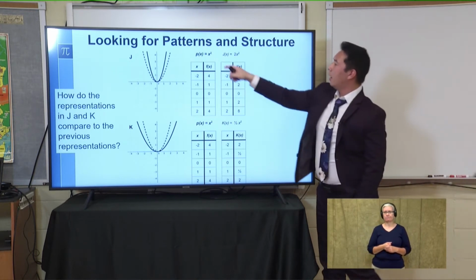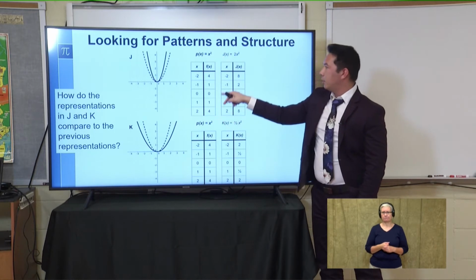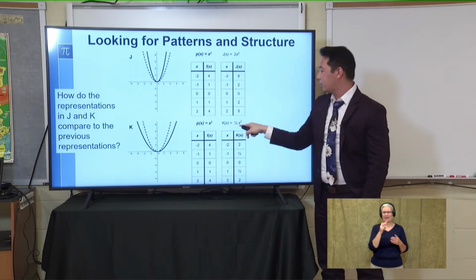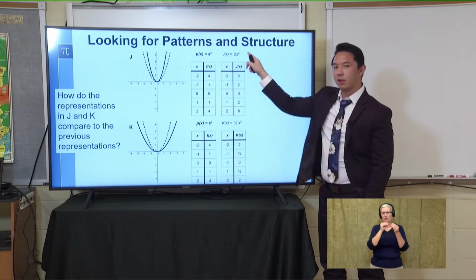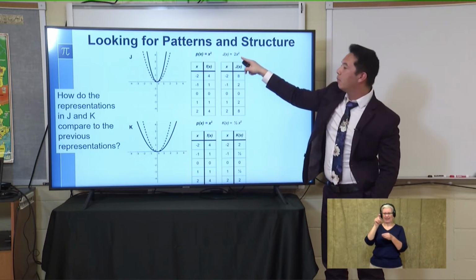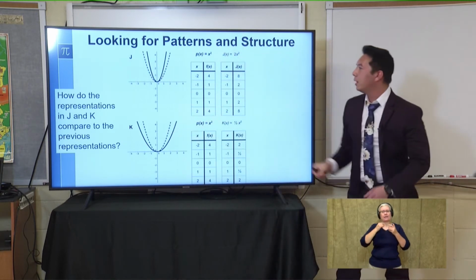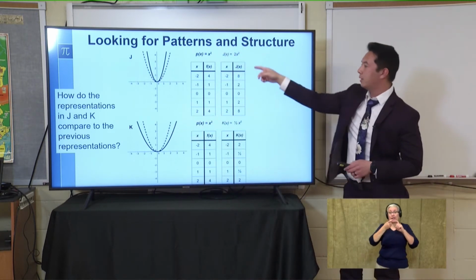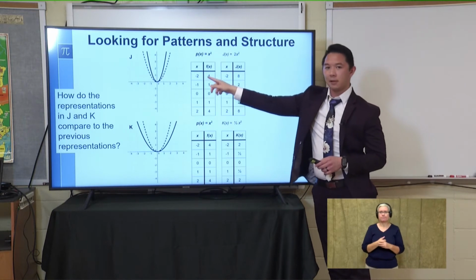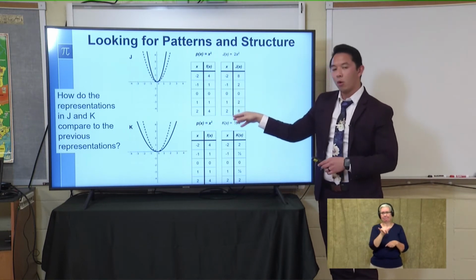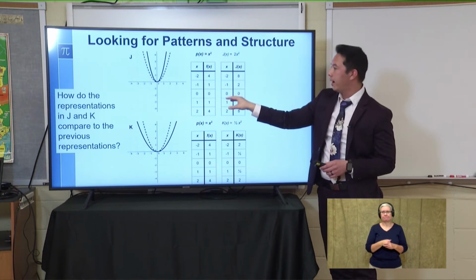Before, with the other representations, we didn't see a coefficient in front of x squared. We didn't see any kind of number in front of x squared. So how do these numbers affect the shape of our parabolas? If I'm looking at 2x squared, let's look at the outputs in our table. My inputs still stay the exact same. I've got -2, -1, 0, 1, and 2. So those are pretty constant.